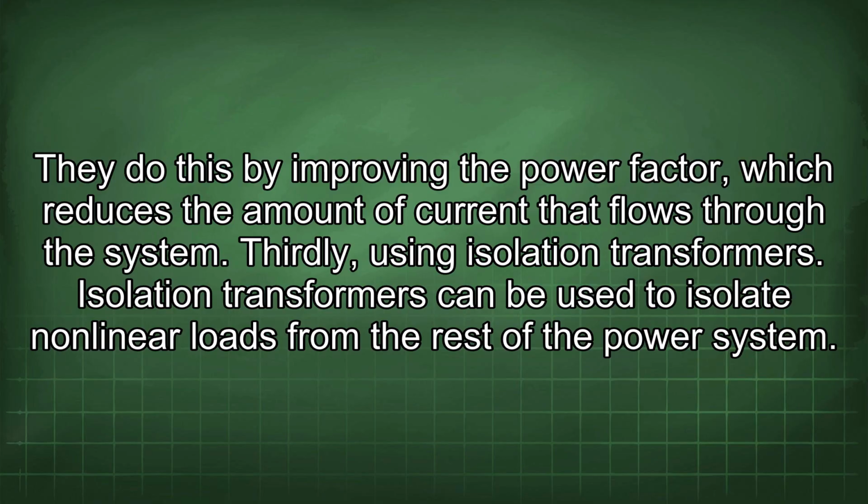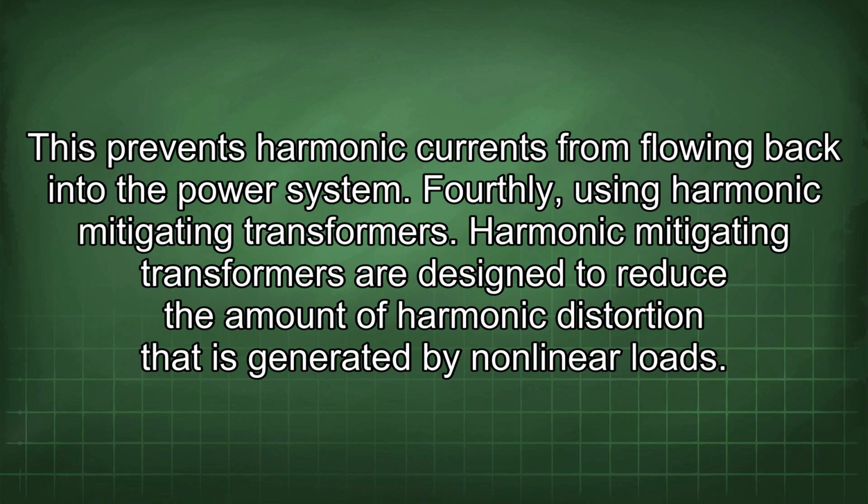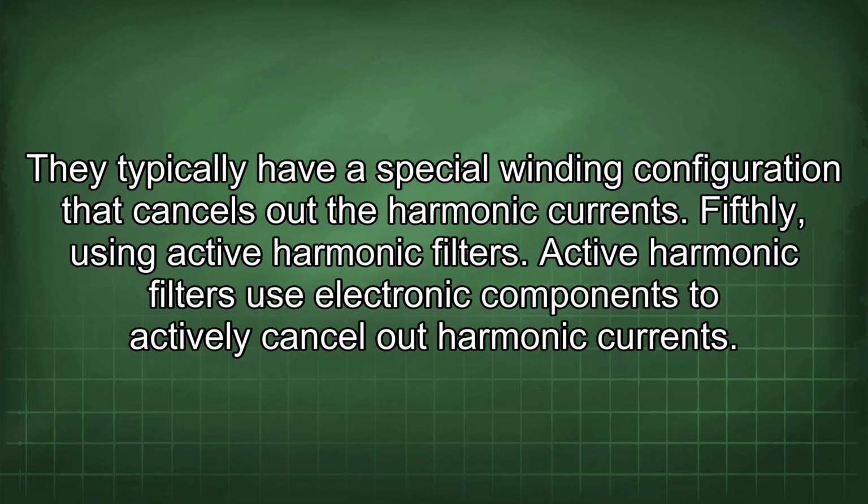Thirdly, using isolation transformers. Isolation transformers can be used to isolate nonlinear loads from the rest of the power system. This prevents harmonic currents from flowing back into the power system. Fourthly, using harmonic mitigating transformers. Harmonic mitigating transformers are designed to reduce the amount of harmonic distortion that is generated by nonlinear loads. They typically have a special winding configuration that cancels out the harmonic currents.